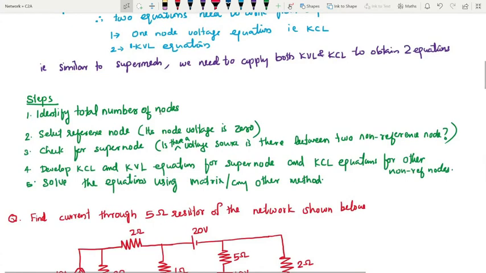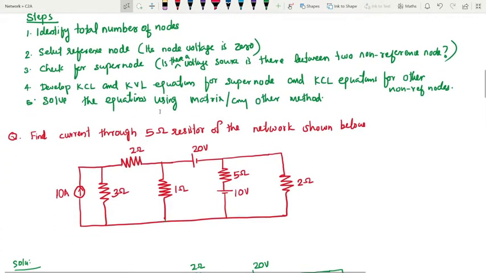So the steps to be followed in order to solve a network using super node analysis are: first of all, you need to identify the total number of nodes. How many nodes are there, that you need to identify. Then among that you need to select a reference node, and its voltage we are assuming to be 0.